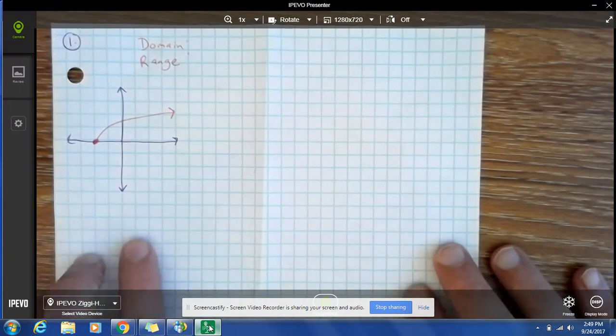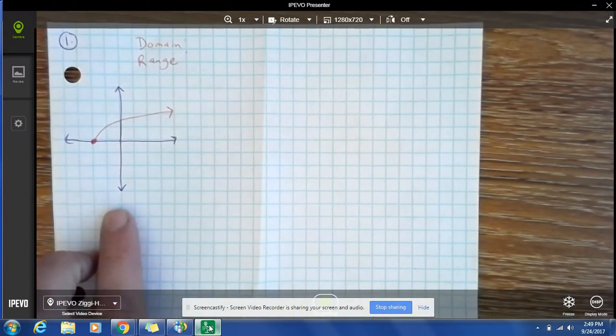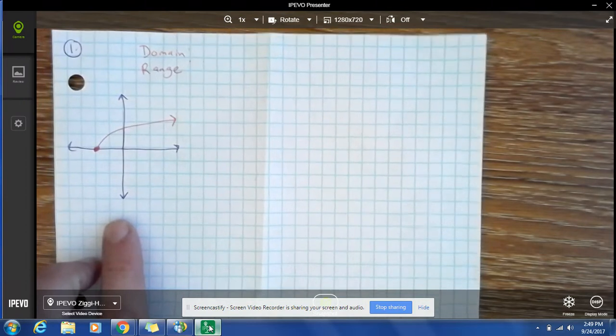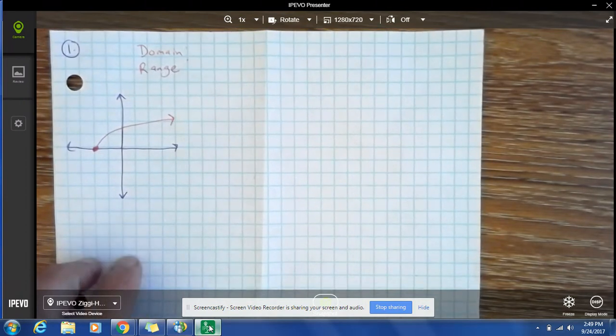Okay, so here's example 1. We want to find the domain and range of this graph. So pause the video, fold your graph paper, get a piece of graph paper if you need to, and then draw this graph. Once you have it all copied down, go ahead and unpause the video and we'll continue. Okay, ready?